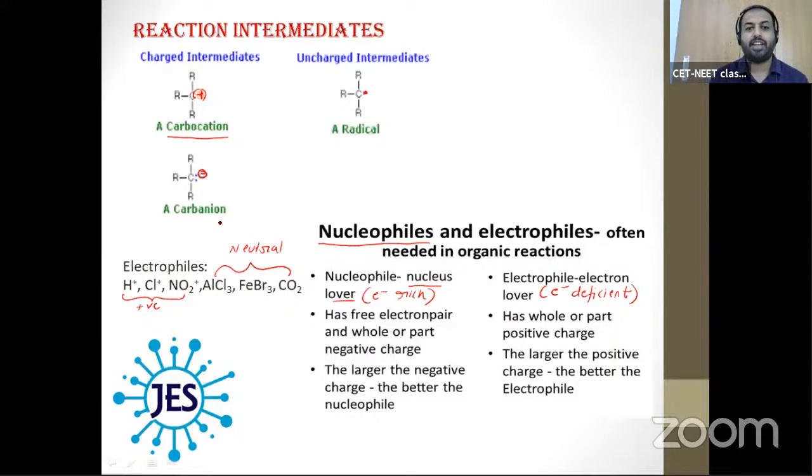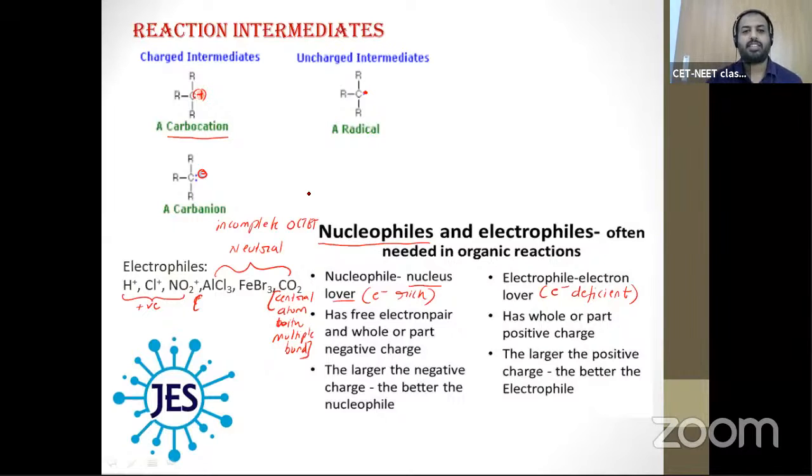Because it will have incomplete octet or central atom will be attached to multiple bonds. Say in case of carbon dioxide, central atom with multiple bonds. So these are all electrophiles.